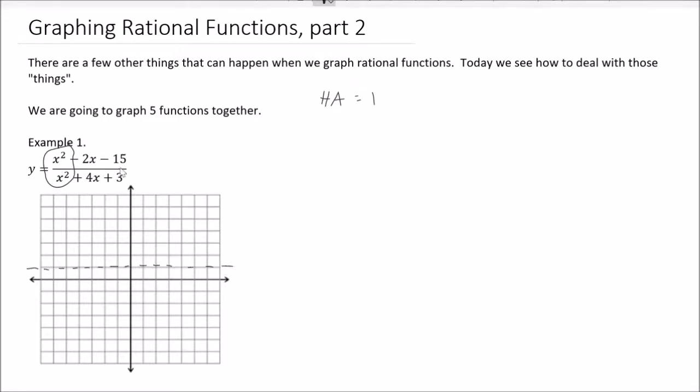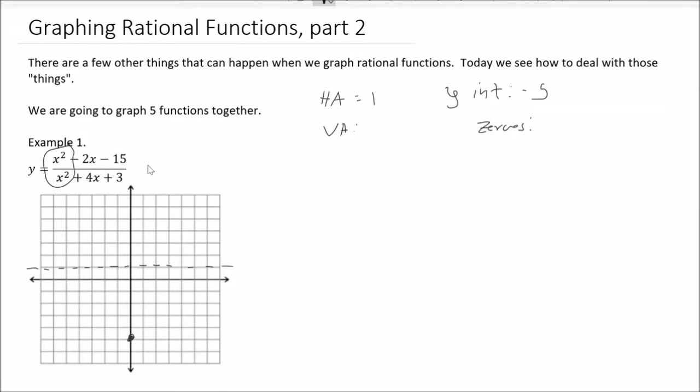Okay, what else can I get just by looking right here? It looks like I can also get the y-intercept. And for that, all I'm doing, I'm looking at the constant terms. Looks like negative 15 divided by 3 is negative 5. So I'm going to come down here to negative 5, and I'll put my point. What's not as obvious is the vertical asymptote, or asymptotes, and the zeros.